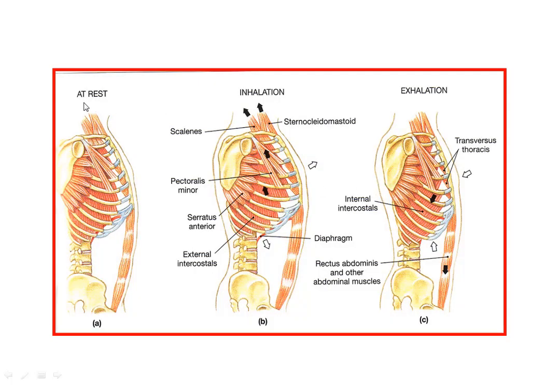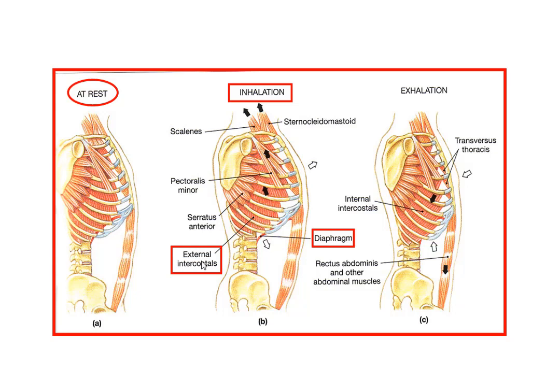So again, this is the scenario at rest. This is the chest cage, the thoracic cavity at rest. So what happens now during inhalation or inspiration? The diaphragm contracts and moves down, expanding the thoracic cavity in the vertical dimension. The external intercostals contract, expanding the thoracic cavity in the anteroposterior dimension and in the transverse dimension. So these are the muscles which are used during normal, quiet, resting inspiration.